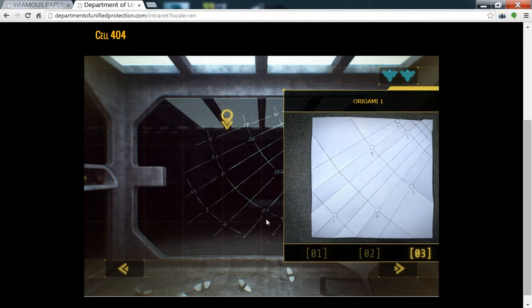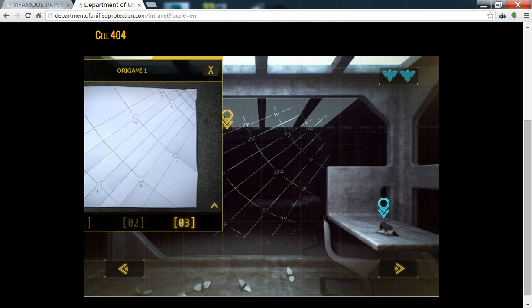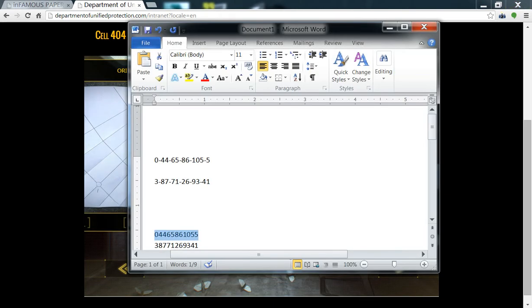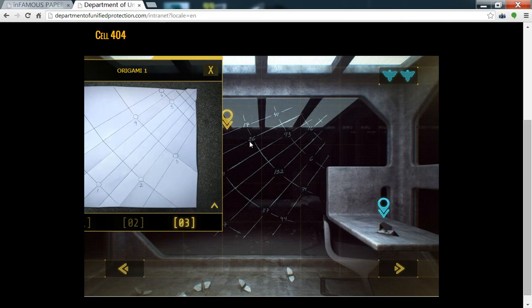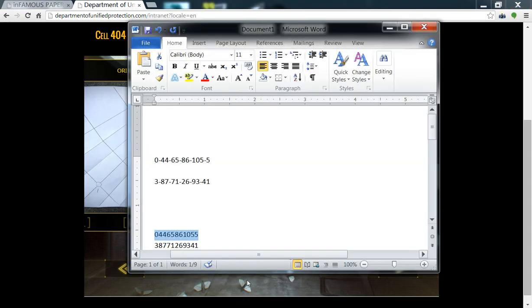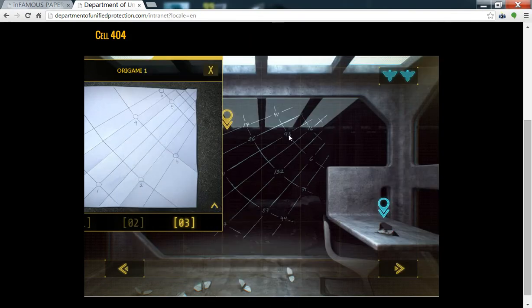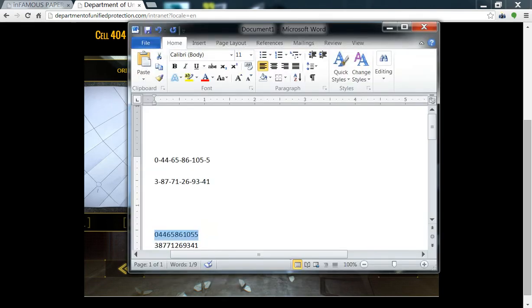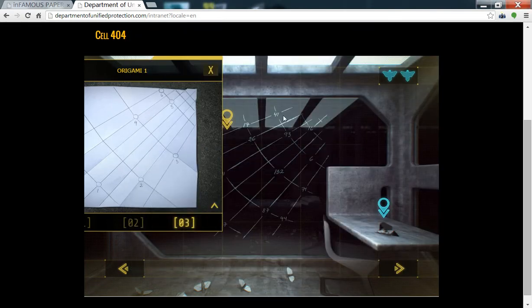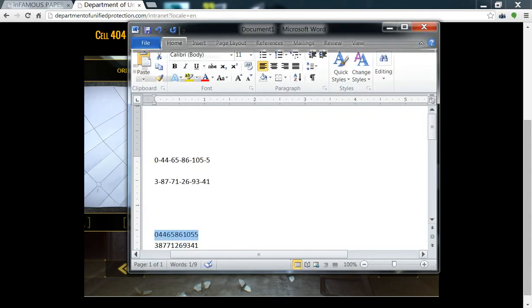It's 87, which is right there. Number 3 is right here, so it's 71 right there. We have number 4 is right here, so that's 26. Number 5 is over here, so that's 93, and the 6th and final one is right here, which is 41. Okay, so that's it right there.